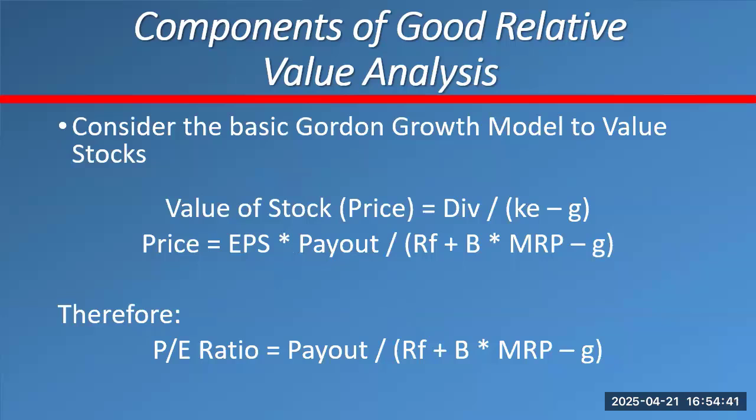All right, so this formula should look really familiar. I love this page. I've memorized this page. You already know this first one: the value of a stock is the dividend divided by the discount rate minus growth. You all remember that?